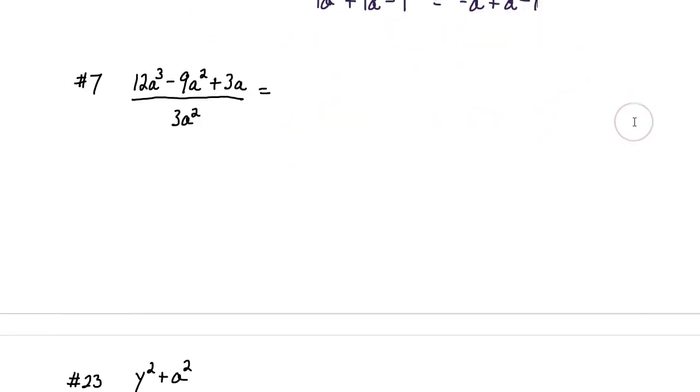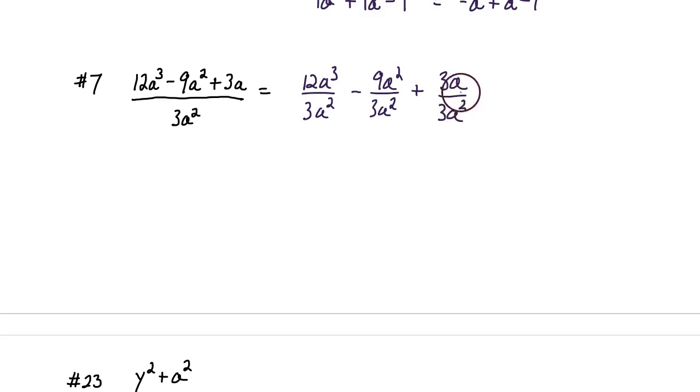Number 7 has the same format. Let's use the distributive property. Distribute the division of 3a squared to all three of the terms. 12a cubed divided by the 3a squared minus 9a squared divided by the 3a squared plus 3a divided by the 3a squared. Then simplify all three terms.